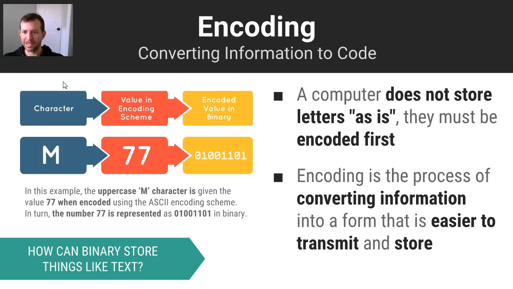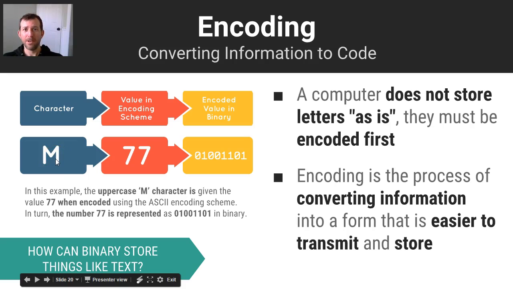This process of converting information to an easier form is called encoding. And one of the ways this is done inside a computer is that textual characters are encoded using a scheme that converts them to a number. Then that number is represented using a binary sequence. So we do not store letters as is. They are encoded first using some sort of scheme. I gave you this example right here.